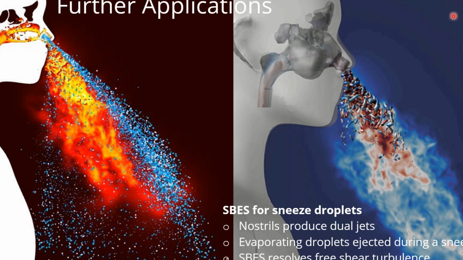The SBES is important in this case to resolve the free shear turbulence from the two jets that eject from the nostrils. And you can see that these are really nice turbulent structures that are seen with the jet that comes out of the nostrils. We also applied the multi-component DPM tracking to look at the aerosols moving through.